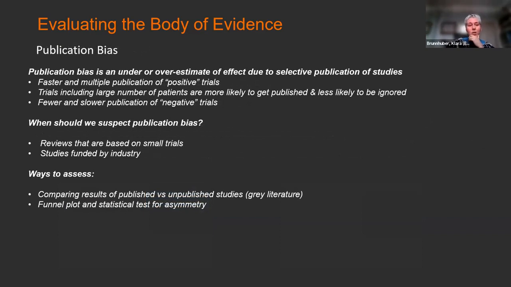And then finally, publication bias. This is a bias or an overestimate or indeed underestimate of an effect due to selective publication of studies. It is known that positive trials get published easier, faster, are cited more. Studies that include larger number of patients are also more likely to get published. And negative trials, so trials that show no effect, are usually less commonly published or get slower publication.